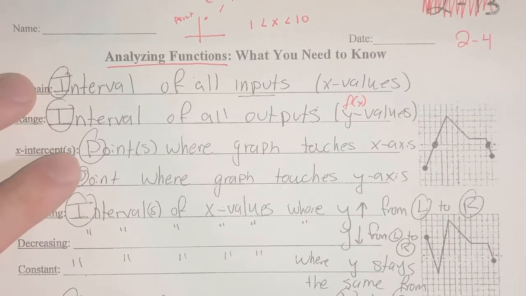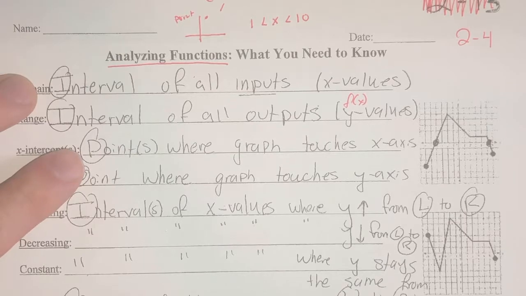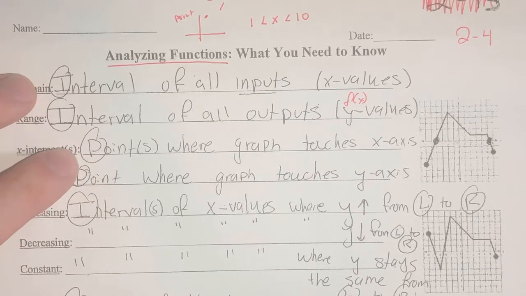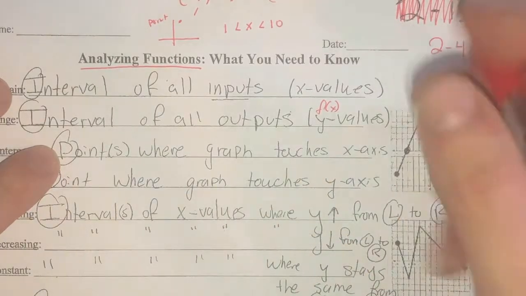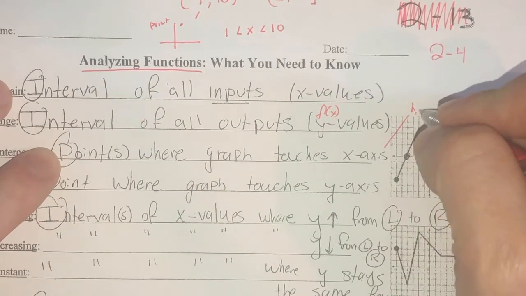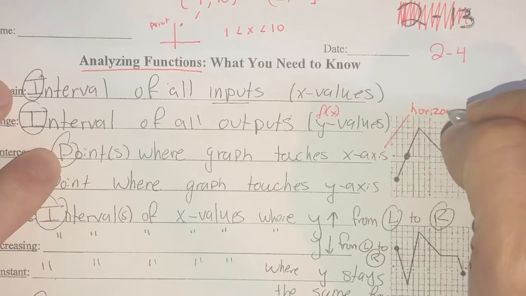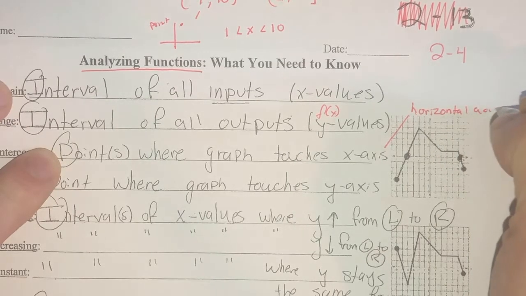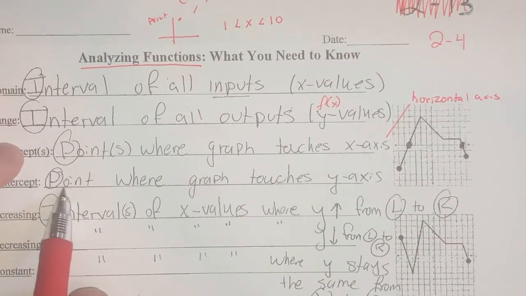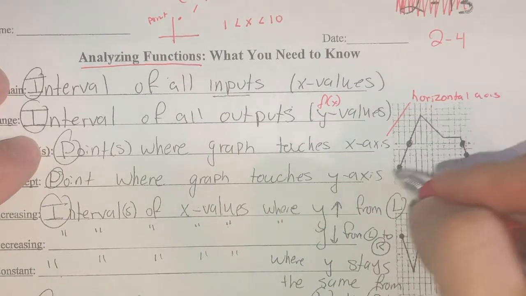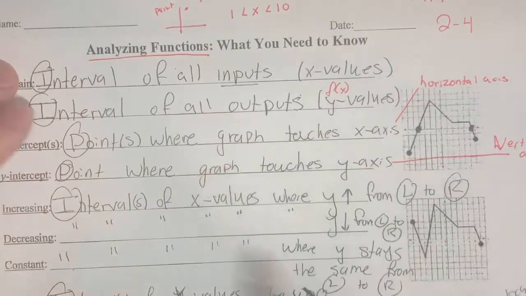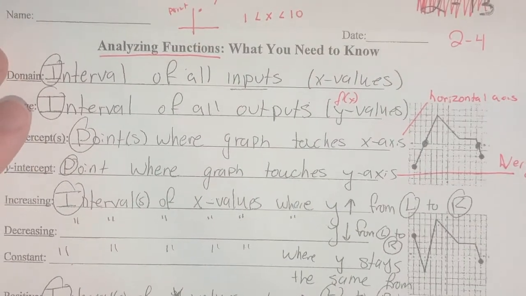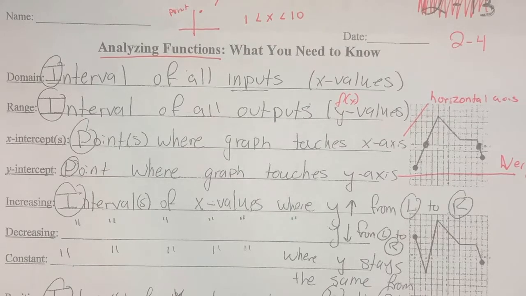X-intercept and y-intercept. So we've hopefully learned by now x-intercepts are one or more points where the graph touches the x-axis, right? The horizontal axis. Remember, the x-axis more generally is known as the horizontal axis, and y-intercept is a point where the graph touches the y-axis, or vertical axis.